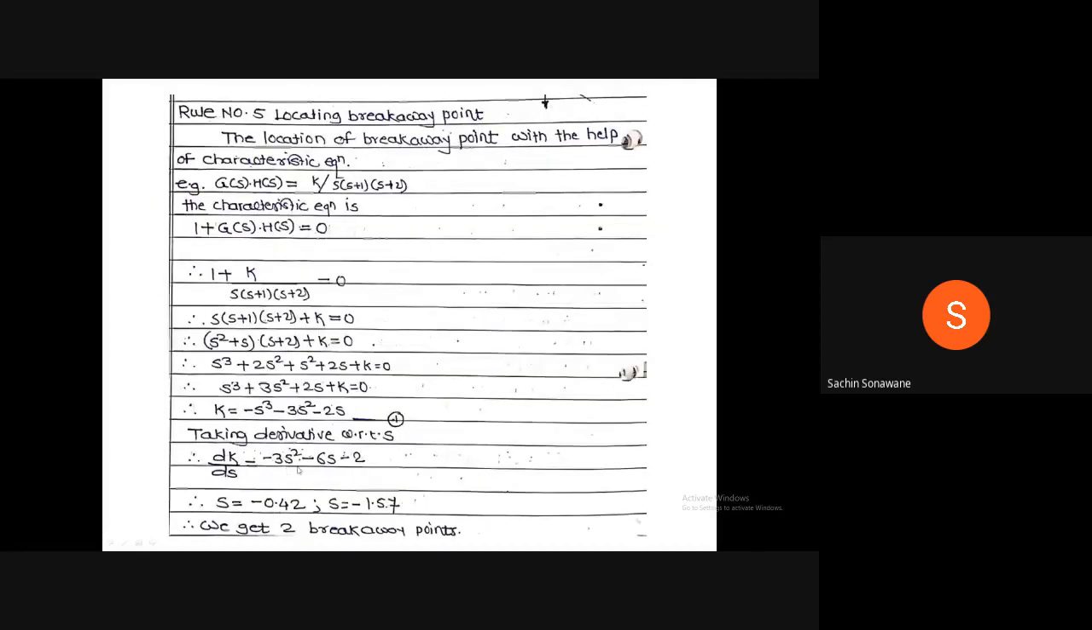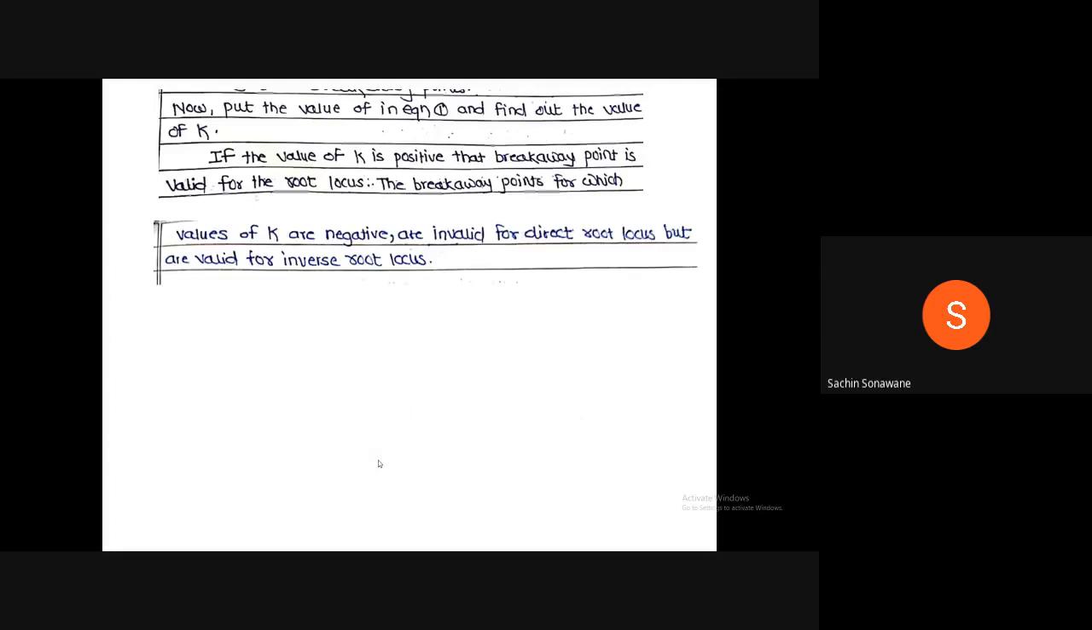Therefore S is equal to minus 0.42 and S is equal to minus 1.57. We get two breakaway points. These are the two breakaway points. We have to equate this equation to 0. This is the quadratic equation, and we have to find out roots of the quadratic equation. Now put the value of S in equation 1 and find out the value of K.